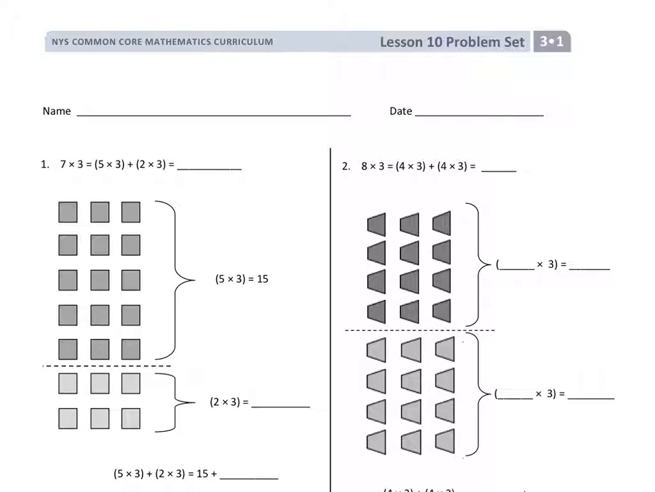Today we're going to do Lesson 10 problem set all about modeling the distributive property with arrays to decompose units as a strategy to multiply. So we've been talking a lot about the commutative property, and we have recently just learned about the distributive property. So that's what we're going to be talking about today. Remembering that distributive has that word distribute in it, which means I'm going to share some of my numbers. Okay.